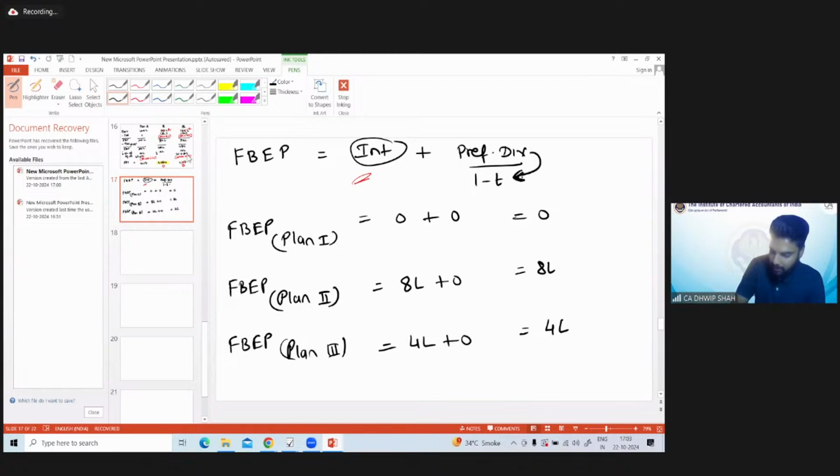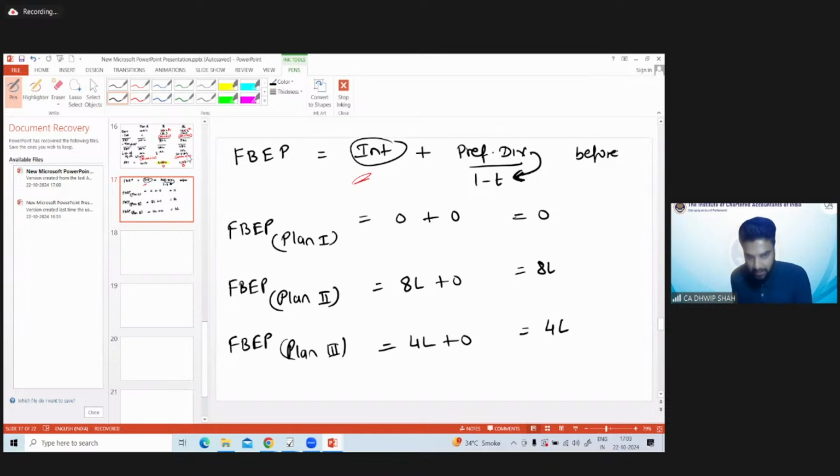Are you getting this? Because after interest there would be some tax outflow also. So preference dividend, this is after tax. If we divide it by 1 minus T, it will be before tax. Means उसमें से tax की effect निकल जाएगी. So that's why we divide it by 1 minus T. Because tax outflow भी होगा ना question में, इसलिए.